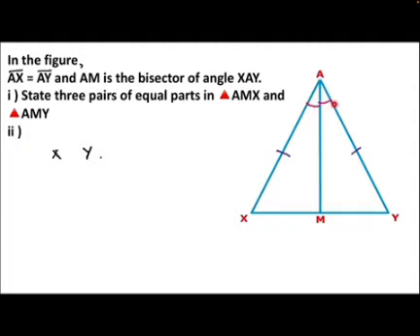Which is that angle? We cannot call it angle A now. I hope you can recall, because it has two parts. So it is bisecting the angle XAY. Okay, so that angle is bisected or divided into two parts. I have shown here with single stroke because bisected means they are equal angles. Now state three pairs of equal parts in the triangles and prove that the triangles are congruent.